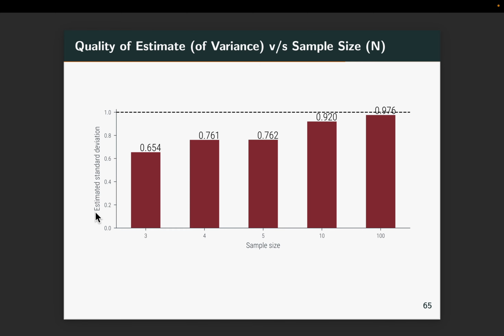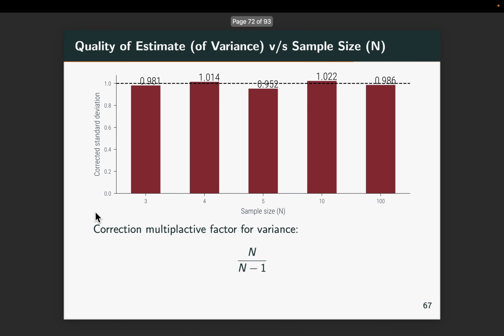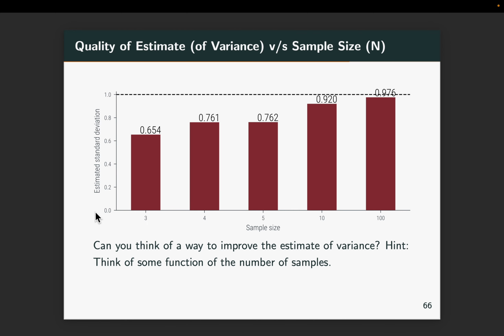Any thoughts? Yes. Okay, good. So you're telling that it has to be a function of n, true. Are you proposing an additive function or a multiplicative function? Multiplicative, okay, good. So let's multiply all of these previous numbers with n over n minus 1, right? So 0.654 into 3 over 2, into 1.5, it almost gets us to 1.